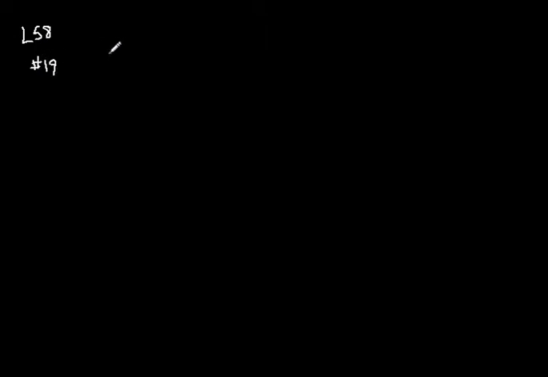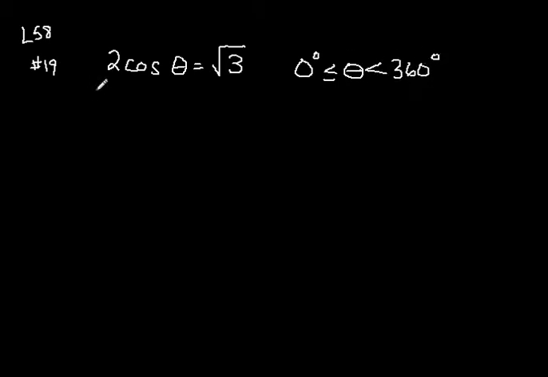This problem is 2 cosine of theta equals the square root of 3. And I think it gives you a range: 0 degrees is less than or equal to theta is less than 360 degrees. So get the cosine by itself. Cosine of theta equals the square root of 3 over 2.